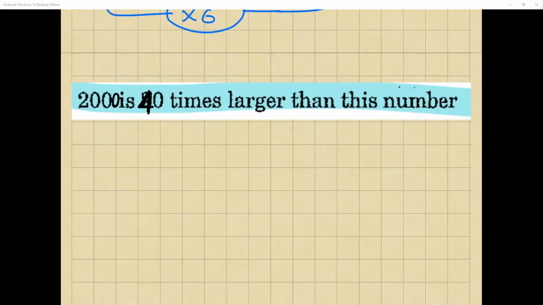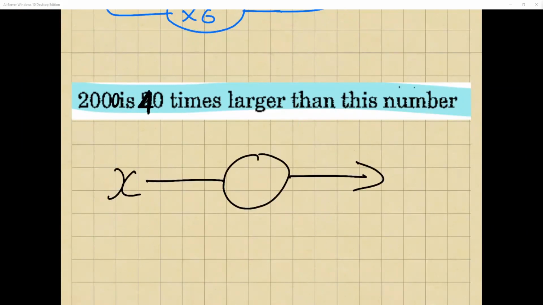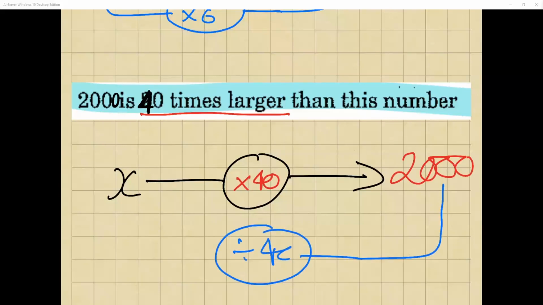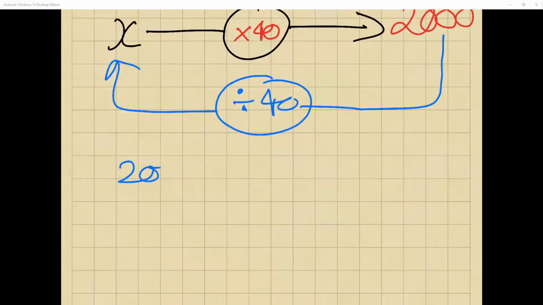2000 is 40 times larger than this number. So what goes in the middle? What goes at the end? Is it times by 40? Yeah, times larger means times by 40. And what's the answer? 2000. So how do we work out the answer? You do divide by 40. I think it's 50.